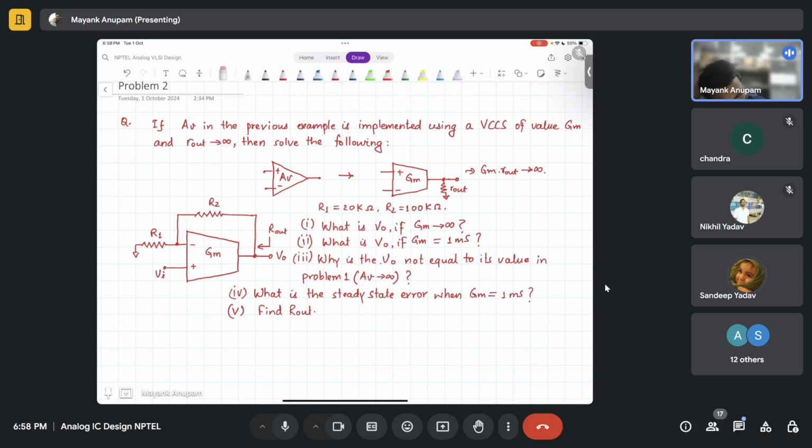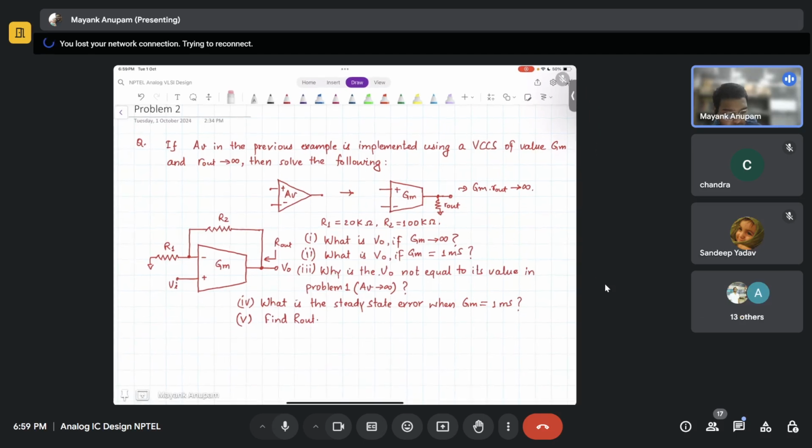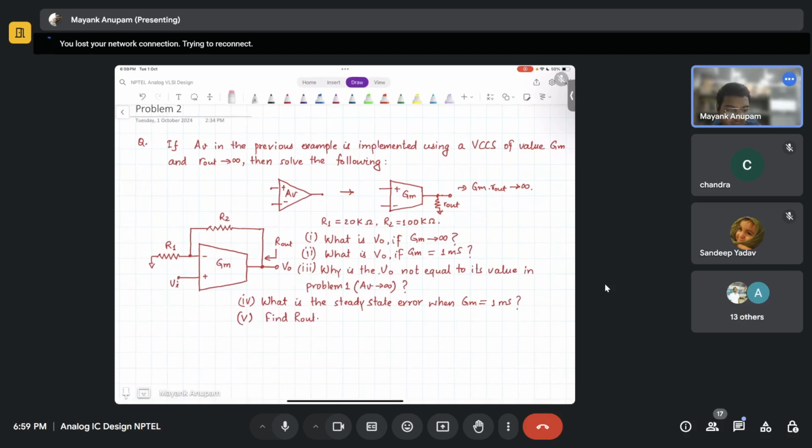So let's assume for the time being that this GM, this VCCS, has infinite R out. So what will be the DC gain? GM times R out. DC gain will be what? GM times R out, right? So this will become equal to infinity, the DC gain of this guy.